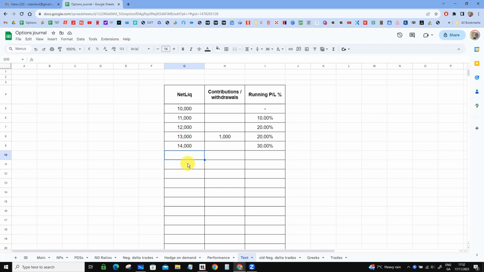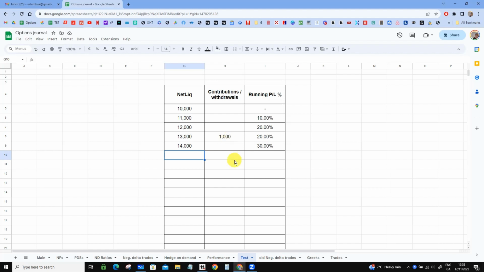and comparing that return against the original much smaller NetLiq. So the more money you add, the more skewed your results are going to be. Now, why don't people see that? Because they usually track this daily, and the contributions are much smaller compared to the NetLiq, and it can get hidden, and you can just not notice it.